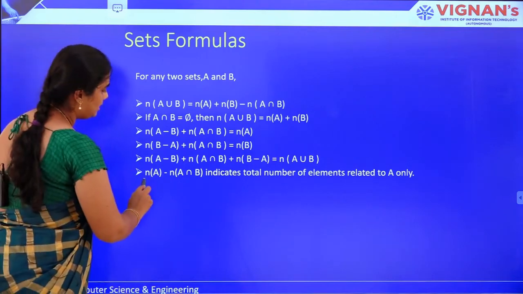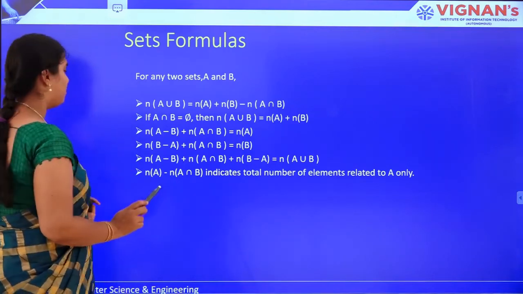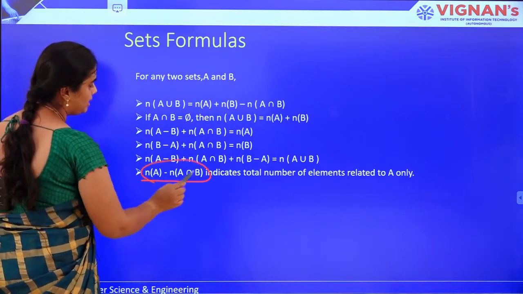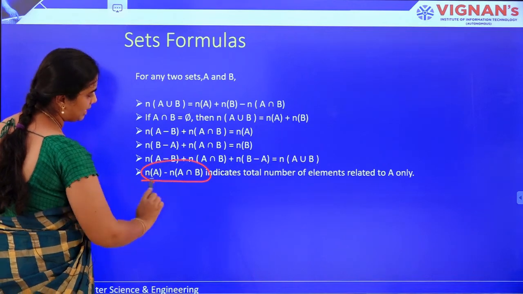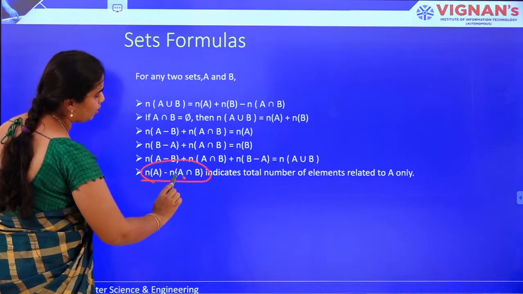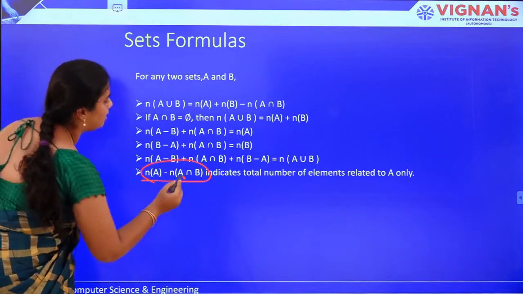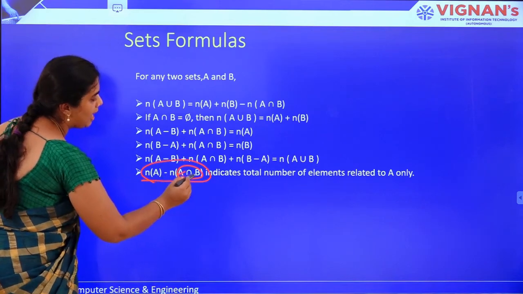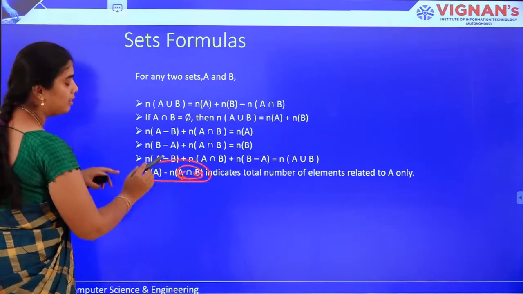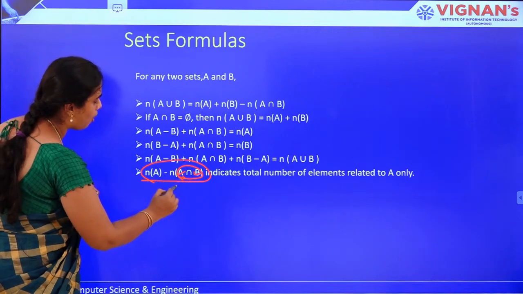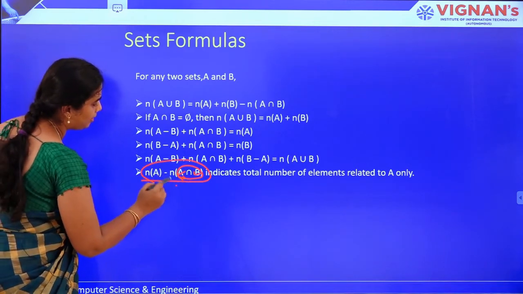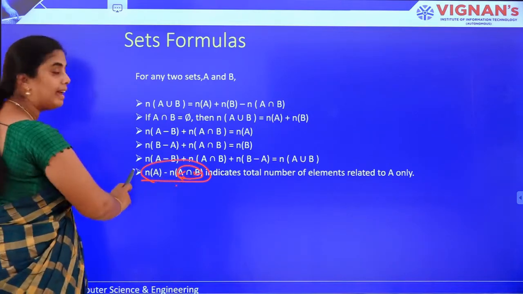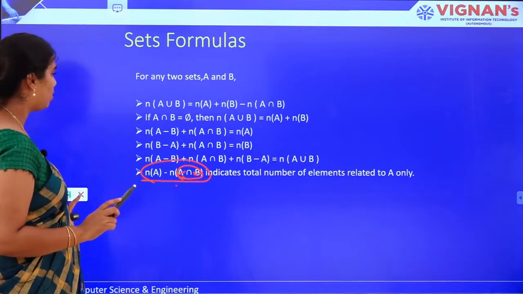See, this is one very important one. In competitive exams, mostly you will be asked questions surrounding this formula only. This entire formula represents n of A minus n of A intersection B. So, what is this? A intersection B contains the elements present in both A and B. So, if you subtract the common elements from A, then you will be getting the elements which are present only in A, irrespective of B. Okay.